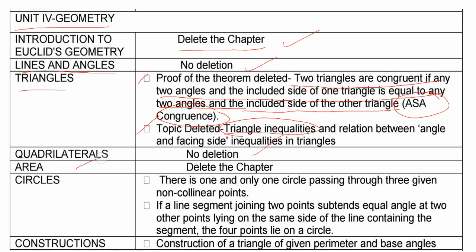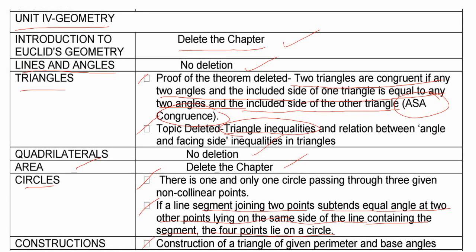Quadrilaterals. There is no deletion in quadrilaterals. Next, area. The entire chapter was deleted. Circles. In circles, two points deleted. There is one and only one circle passing through three given non-collinear points. Second one, if a line segment joining two points subtends equal angles at two other points lying on the same side of the line containing the segment, the four points lie on a circle. These two points deleted.